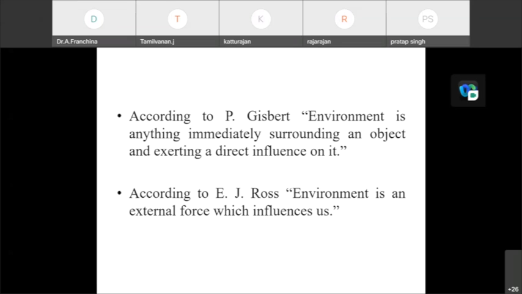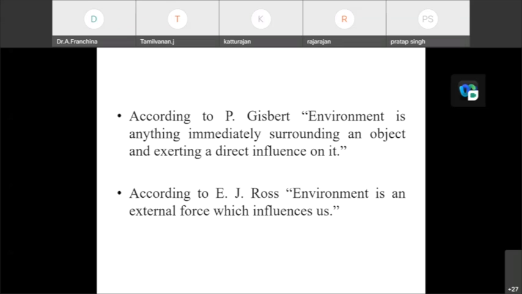So Gilbert says the environment is everything immediately surrounding an organism, exerting a direct influence on it. Whether it is biotic or abiotic, the interaction with living organisms is very important, and it gives the impact as well as the influence. When we are living on the earth, definitely we are interacting with abiotic components, which influence the environment.